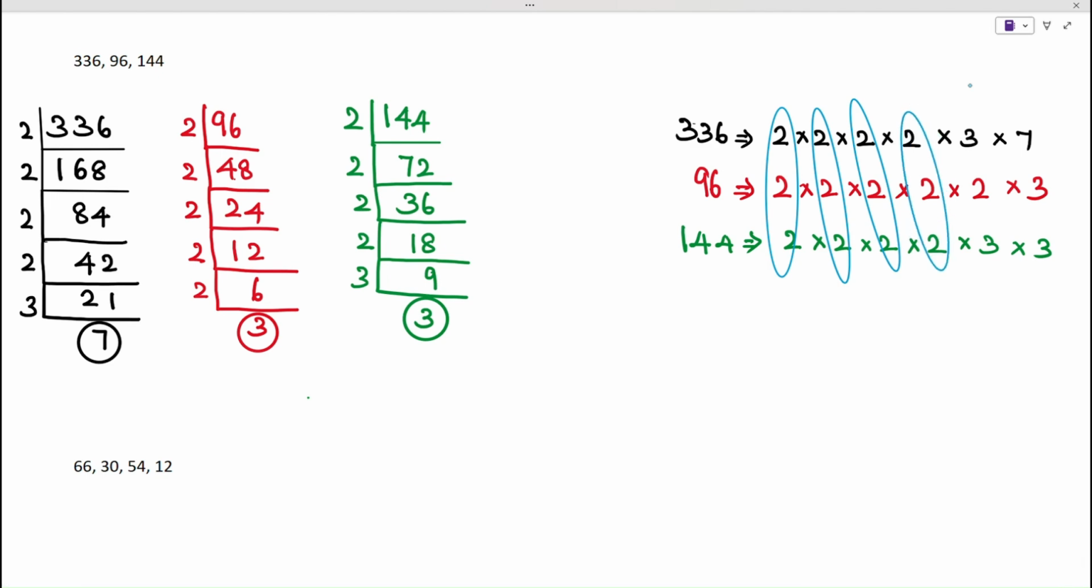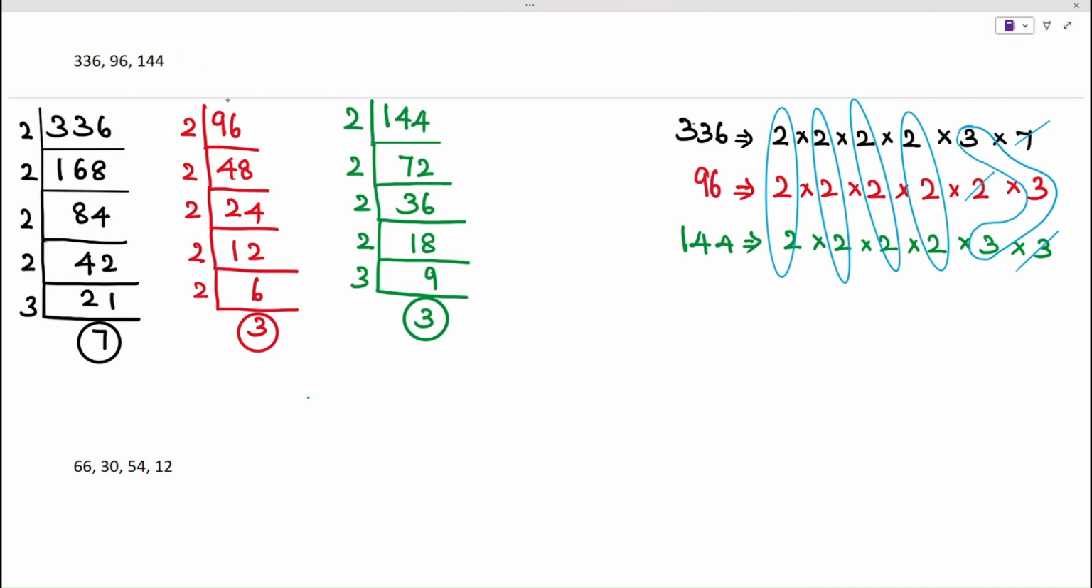But we can also see that there's one extra 2 remaining on 96. But the other 2 numbers don't have any more 2's left, so we're going to ignore it. So that 2 we will ignore, but now we have a set of 3's, so we're going to circle those. And now we're left with 7 for 336, so we can get rid of that because none of the other numbers have it, and we have an extra 3 in 144, so we can remove that.